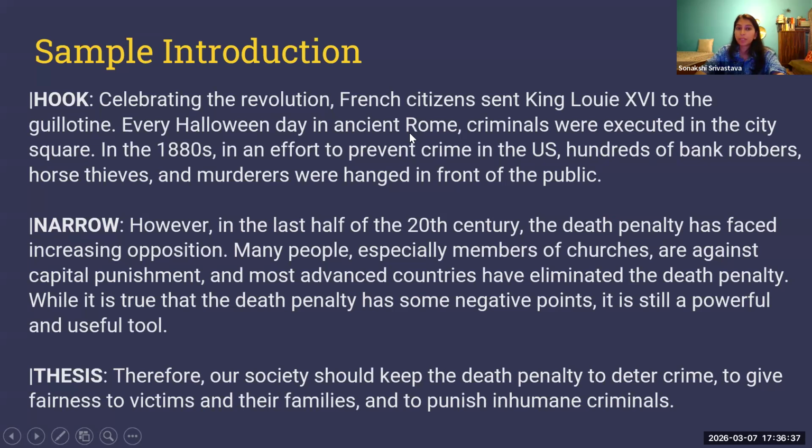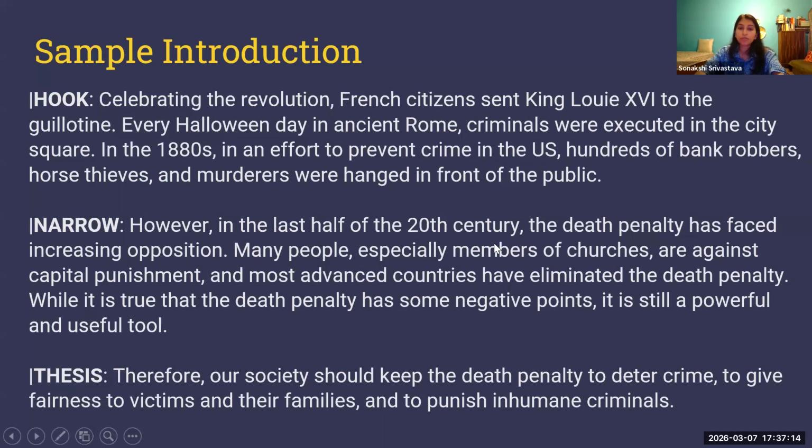So, something that was happening in ancient Rome is connected to 1880s US. Okay, so this is what was meant by an interesting hook, where you have some really cool anecdote to hook your audience's attention to your paper. You begin to narrow down. Now, this is where you start to narrow down from the broad perspective or the broad topic to the specifics. So you bring specificity in your introduction.